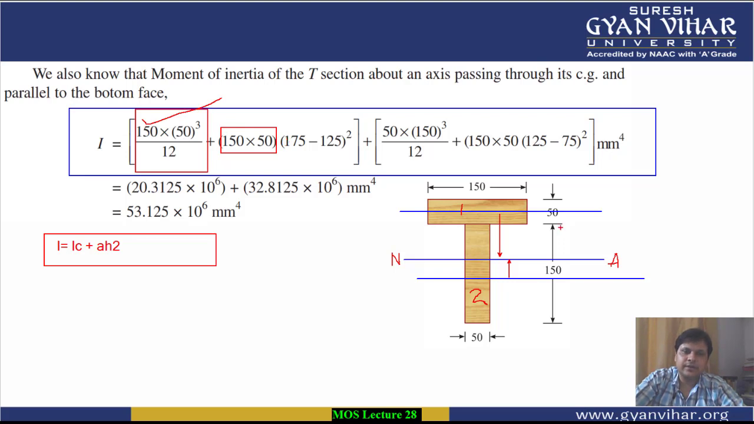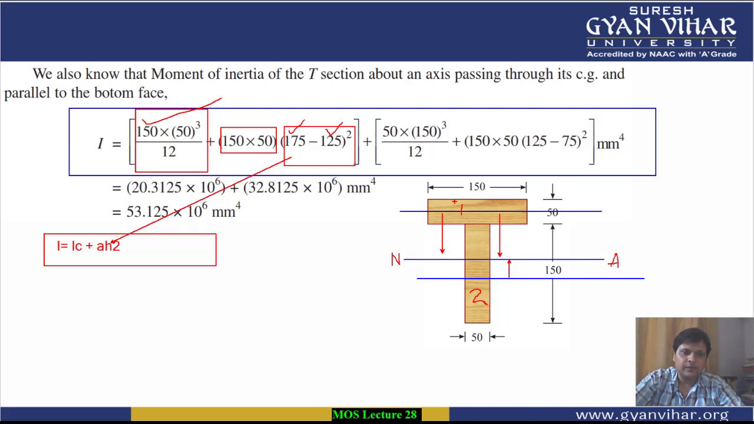150 into 50, and H square. H is the distance between the neutral axis, that is the center of gravity of the whole composite section, and the center of gravity of this section 1. The center of gravity of section 1 is at a distance of 175, and the center of gravity of the composite section is at a distance of 125 from the base. So subtracting these two values will fetch you the value of H. Alright, so H is calculated.